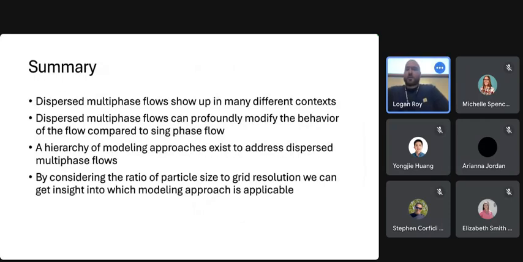So I'll go ahead and summarize. I started off describing and sharing some examples of these dispersed multiphase flows. Then I moved on to all the headaches you can get whenever you're dealing with these things, since dispersed multiphase flows can profoundly modify the behavior of the flow. Then I described some of the models, the big three families: particle resolved, Euler-Lagrange, and Euler-Euler. And I concluded with a brief consideration of the phase space insights that we can get from that. So I'll conclude there and open it up for questions.